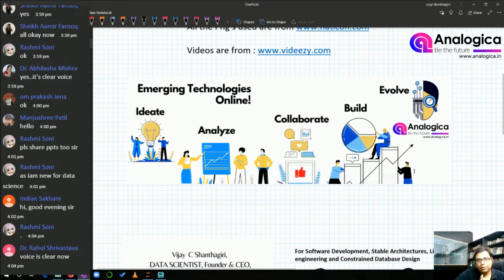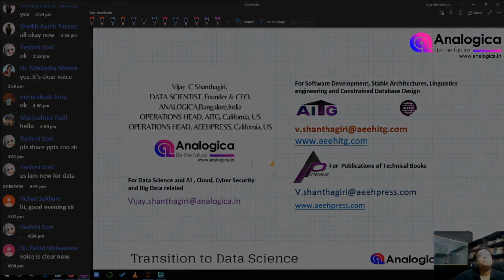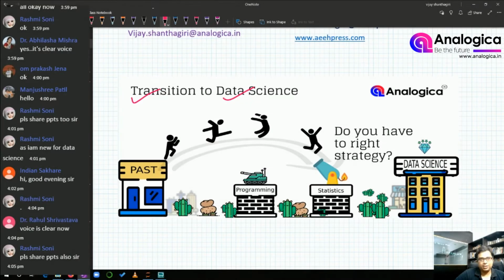So we are Analogica. We have just about a year ago begun our training vertical because we realize that the way the world is going, the entire landscape of education is going to change. People are going to be required to skill up at a rapid rate, and with that in mind, we wanted to be in this space. So our philosophy is to ideate, analyze, collaborate, build, and then evolve. Okay, so that's the way we want to do it. And I am Vijay C. Shantagiri, and I am a data scientist, a mentor, and CEO of Analogica. Right, so we are here to do the transition into data science.